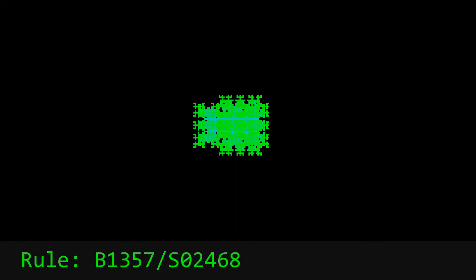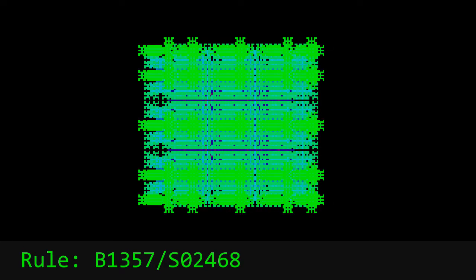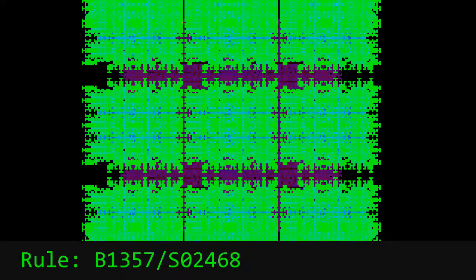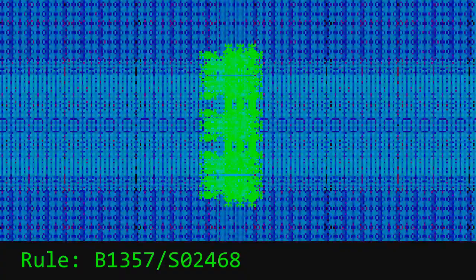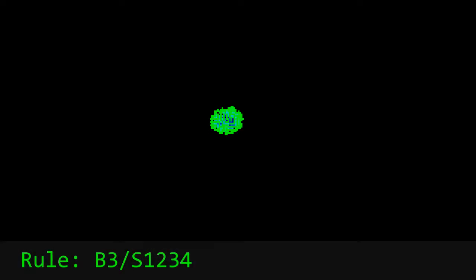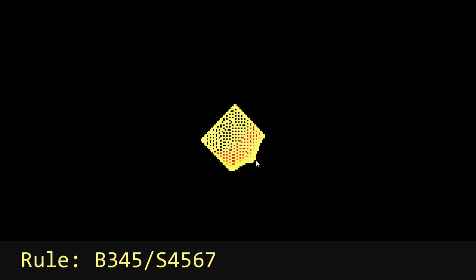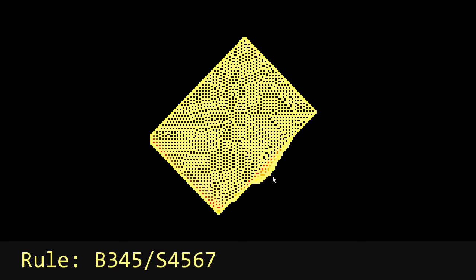For example, I will describe to you some of them. The Replicator 2, also called Fredkin, has for rule B1357S02468 and has for specificity that any shape that you draw inside will replicate itself 8 times around, and each of these shapes will also replicate itself. There is also the maze rule, B3S1234, which creates a maze-like structure. Or the rule Assimilation, B345S4567, which creates a kind of diamond-shaped crystal which expands itself when we create cells on the border of the crystal.